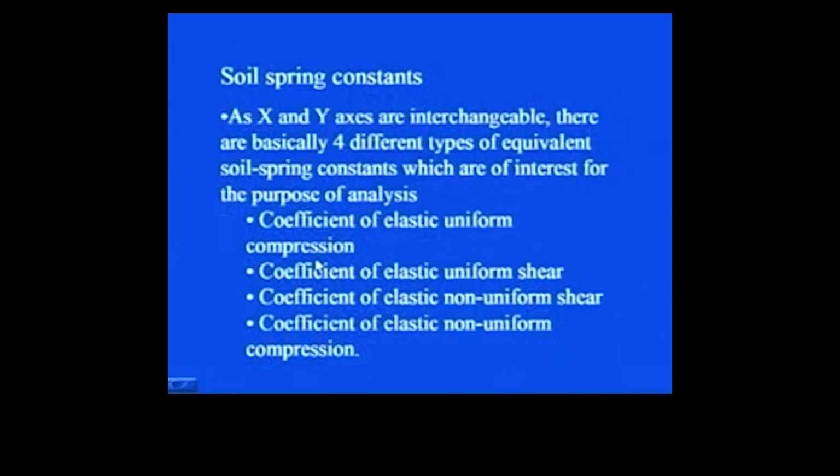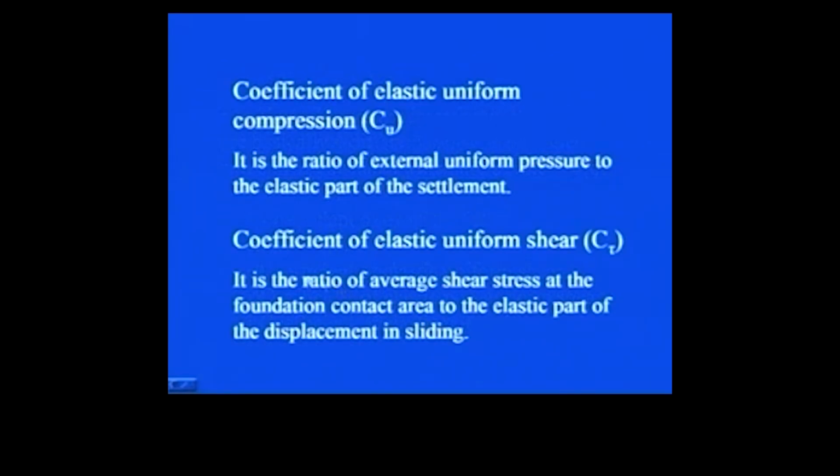The first one is the coefficient of elastic uniform compression, the second is the coefficient of elastic uniform shear, the third is the coefficient of elastic non-uniform shear, and the fourth is the coefficient of elastic non-uniform compression. So these are basically 4 types of equivalent soil spring constants. First, let us see the coefficient of elastic uniform compression. We represent it as C subscript u, that is Cu.